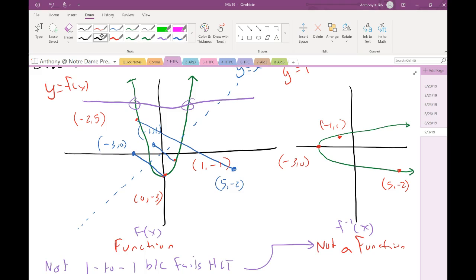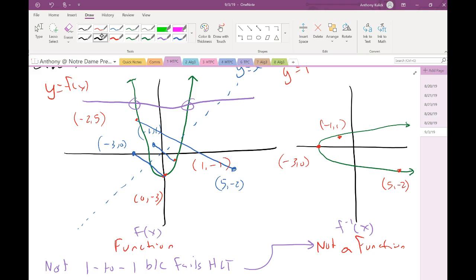But that horizontal line test is a really easy, effective way to determine whether the inverse will be a function or not. So again, what does the horizontal line test tell me about f of x? Well, it tells me if it's one-to-one or not, right? You're just one step ahead. And what does the horizontal line test tell me about the inverse of f of x? Whether it'll be a function or not.